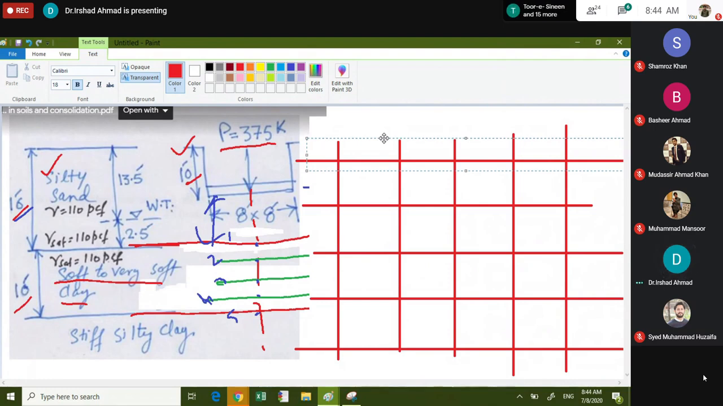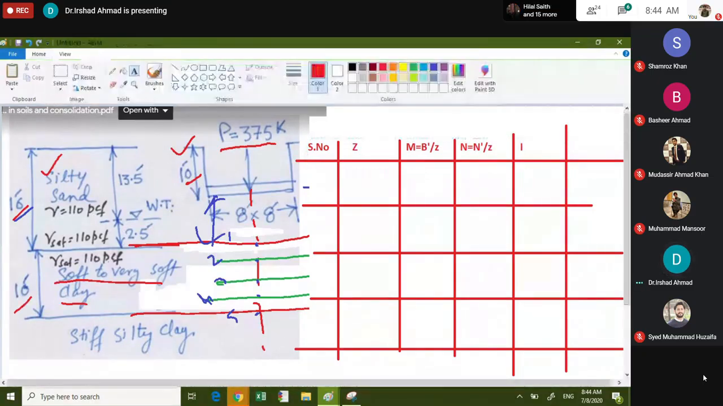This is the serial number. This is depth Z. This is the value of m, which is equal to B prime over Z. This is n, which is equal to L prime over Z. This is the value of I sigma. And this is the stress equation, right?